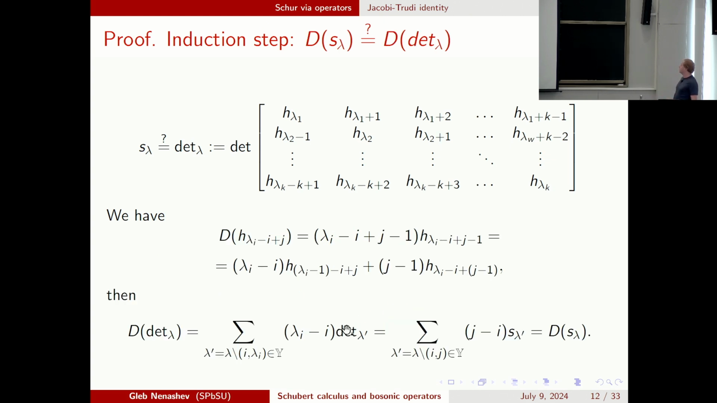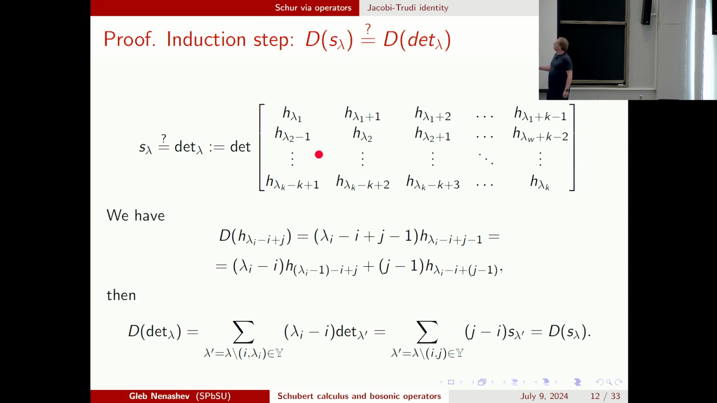Okay, and almost the same for D, but now D of strip has this strange coefficient, so we need to split it into two parts. The first is lambda i minus i, and the second is j minus 1. Now we combine this again by rows, and we receive this. And when we combine this by columns, we get that if we add minus 1 to this column, we receive the previous one. So the determinant is 0.